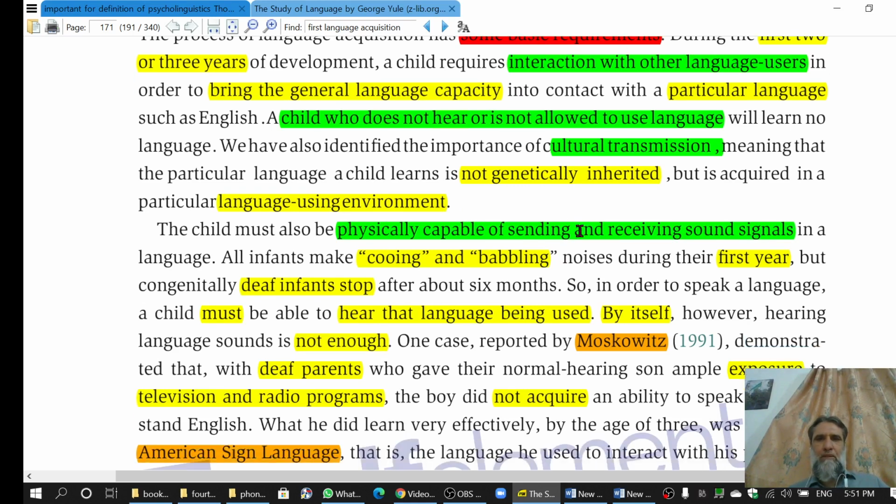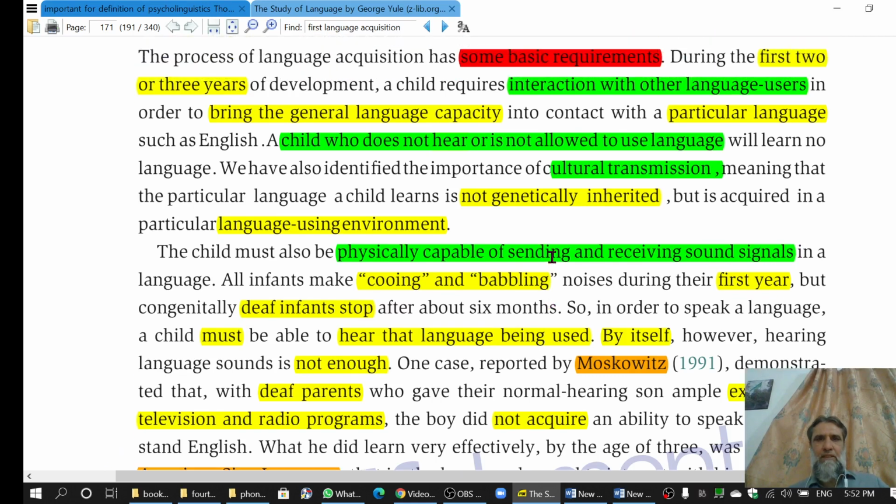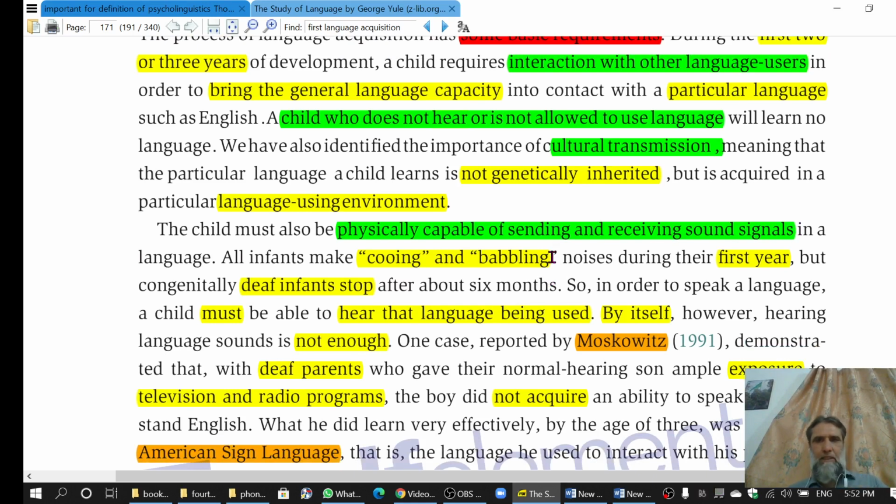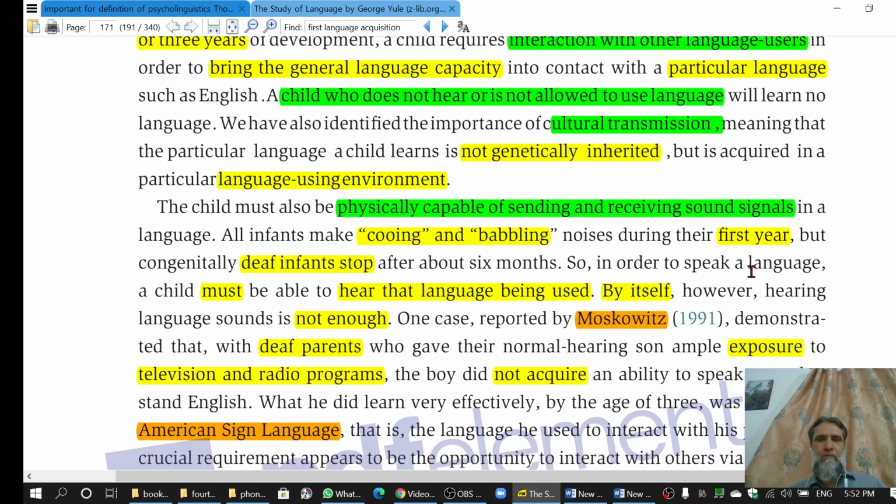The fourth basic requirement is that this child who is to acquire language must be physically capable of sending and receiving sound signals. Sending sound signals is possible when you are able to speak. Receiving sound signals is possible when you are able to hear. So this is the fourth basic requirement, that if a child is capable of sending sound signals and receiving sound signals, then he will be able to acquire first language.